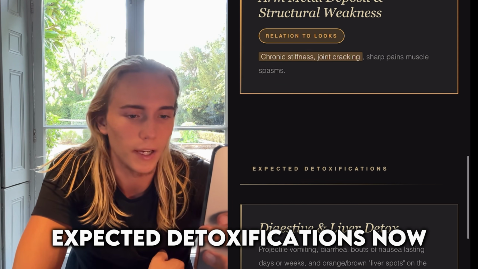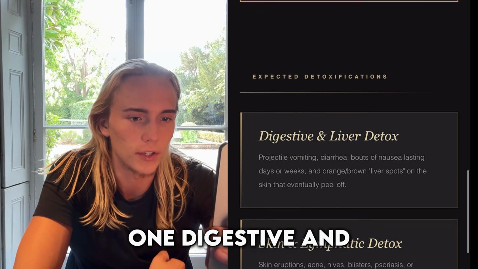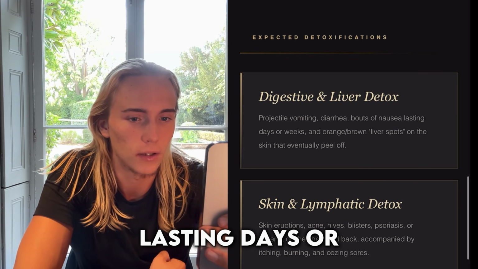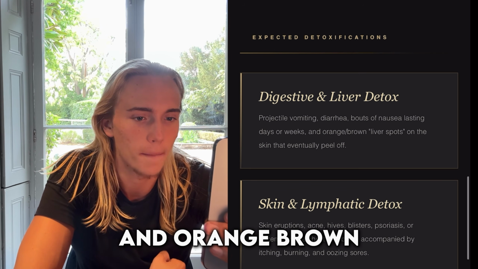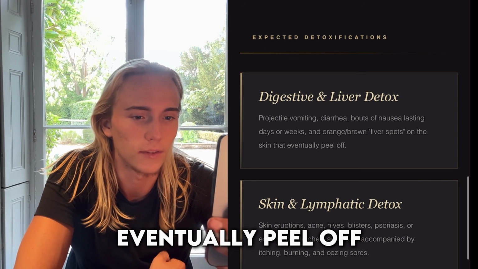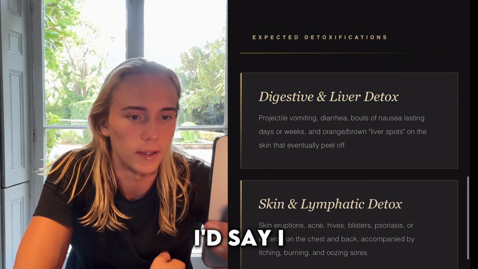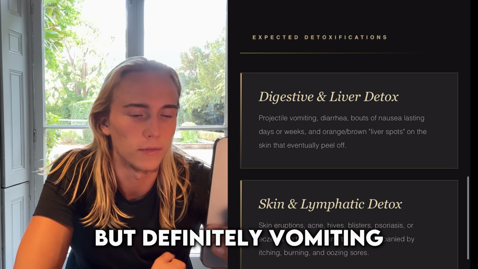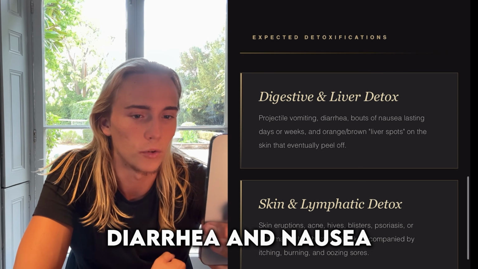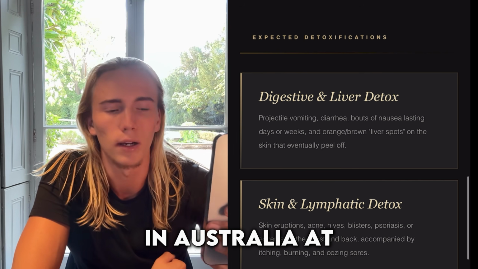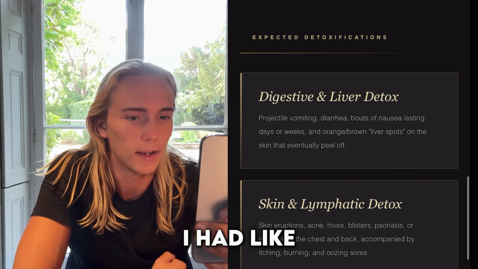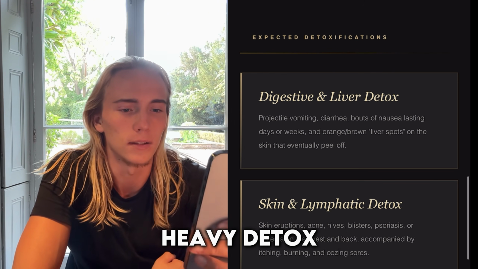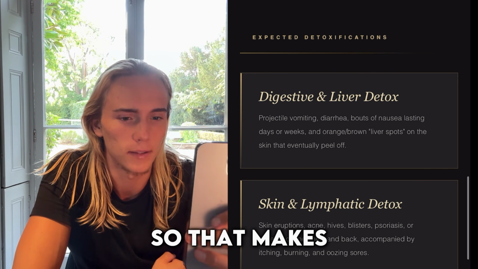Expected detoxifications now. So the first one, digestive and liver detox: projectile vomiting, diarrhea, bouts of nausea lasting days or weeks, and orange-brown liver spots on the skin that eventually peel off. Out of them, I'd say I experienced definitely, maybe not projectile vomiting, but definitely vomiting, diarrhea, and nausea. When I was in Australia at the start of this year, I had like a week of just really poor, heavy detox, which consisted of all of that, so that makes sense.